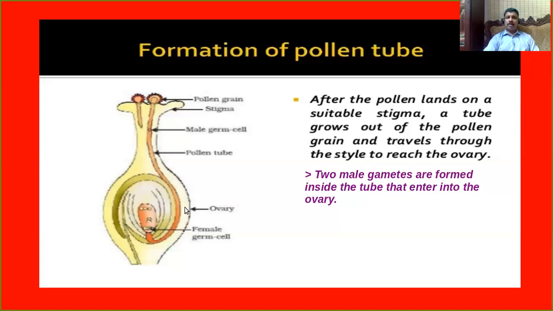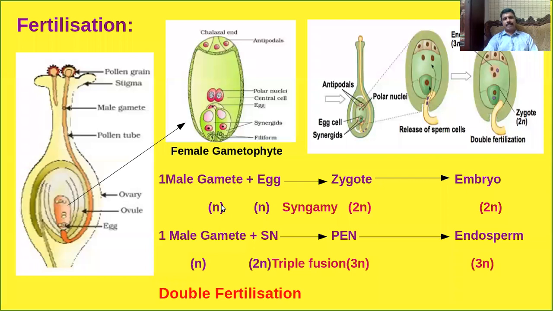As you know, the female gametes are present inside the ovule. Now, this is the time for fertilization. Dear students, what is the meaning of fertilization? Fertilization is the fusion between male gametes and female gametes. Before learning about fertilization, we have to discuss the structure of the female gametophyte.